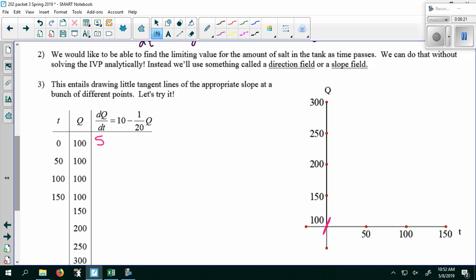I drew kind of a steep one. All right, so let's see what happens if t is 50 and q is 100. I'll plug q equals 100 in here and I get 5 again. The 50 didn't matter at all. So at (50, 100), I have a tiny tangent line that's going to have the same steepness as the one I just drew at (0, 100). Anytime q is 100, I'm going to have a tangent line of slope 5. So I'm going to draw them all the way across here, slope 5.